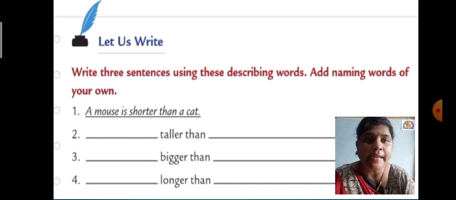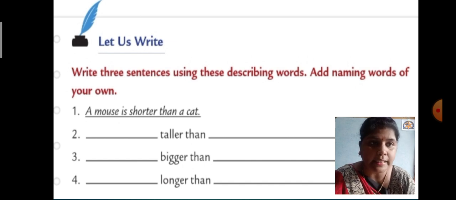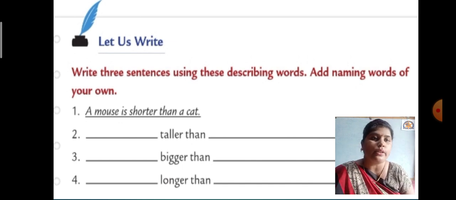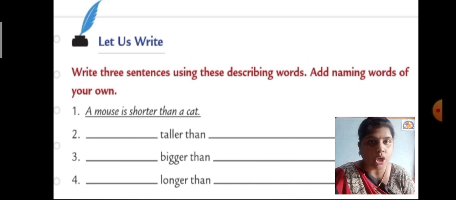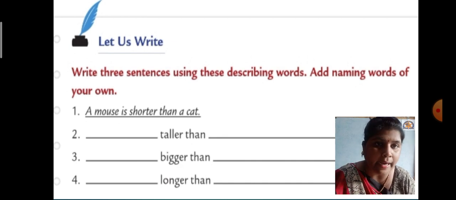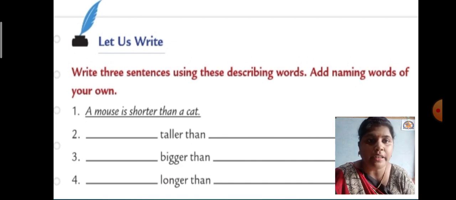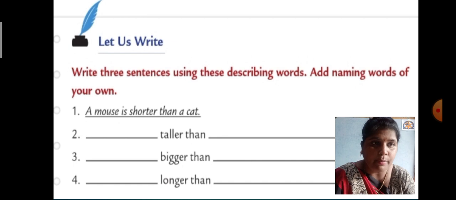Write 3 sentences using these describing words. Add naming words of your own, means by your own mind you can add two naming words. For example, one is done for you: a mouse is shorter than a cat. So mouse and cat they have added. They have given in number 2 taller than, number 3 bigger than, number 4 longer than. So you have to just fill the blanks by using the naming words.